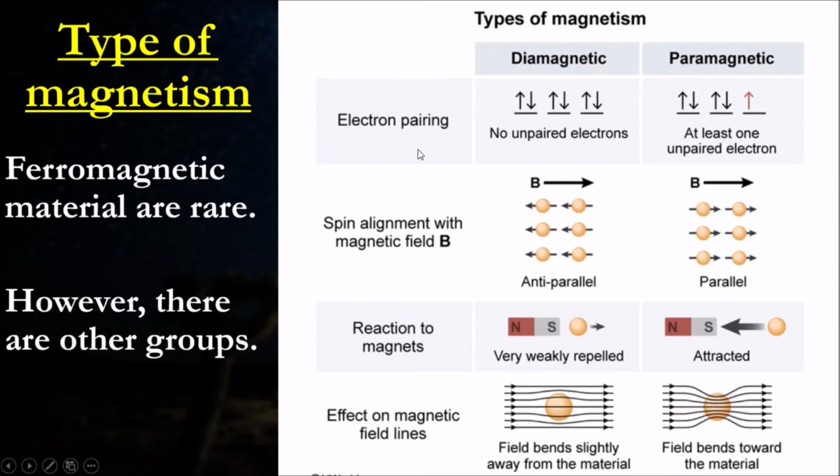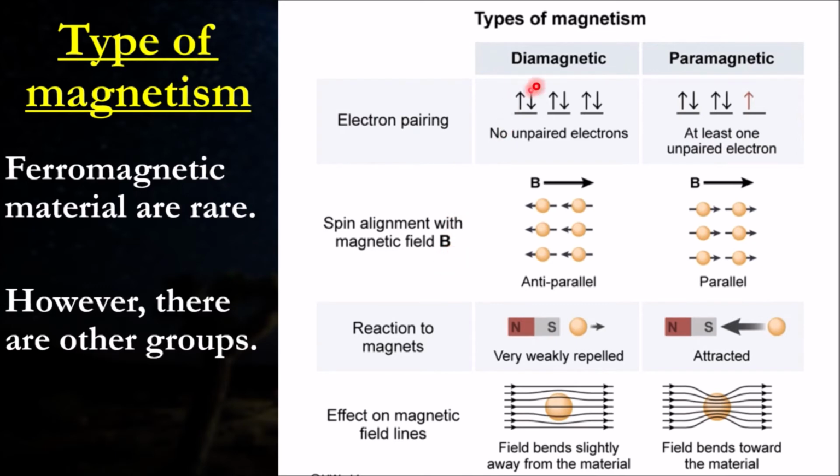Okay, so another thing, there are other types of magnets. Besides ferromagnets, they are quite rare. There are two other types. One is called diamagnetic or diamagnetism, where we have no unpaired electrons. And then we have paramagnetic, where within the electron shell of an atom, there is at least one unpaired electron.